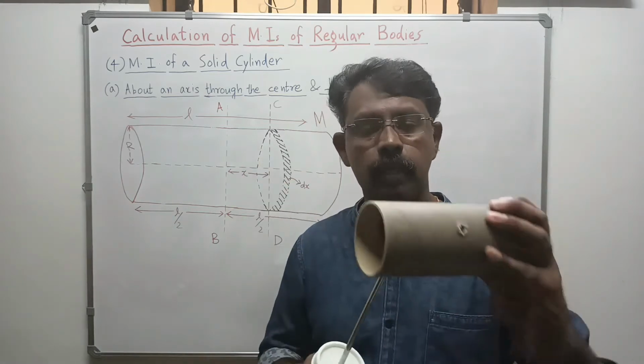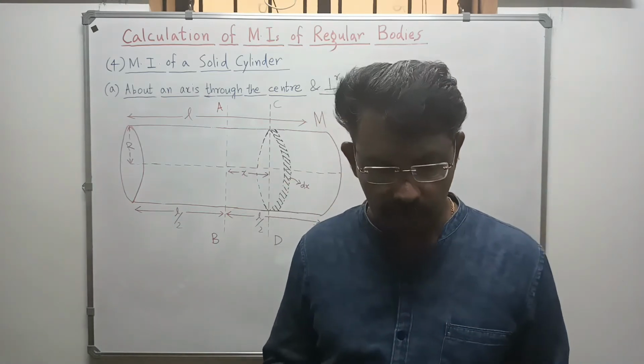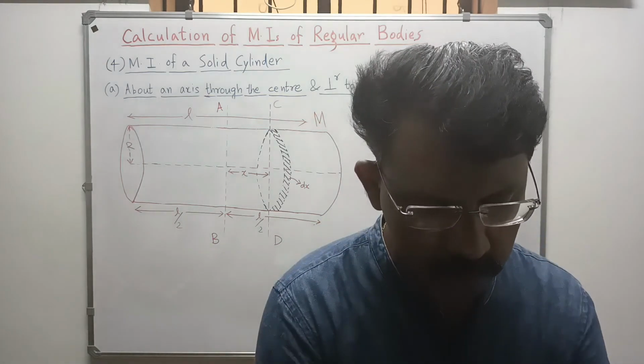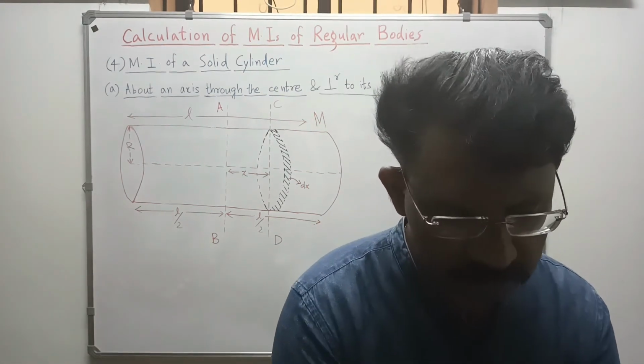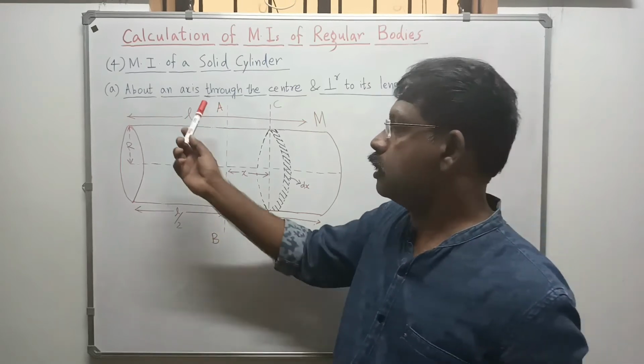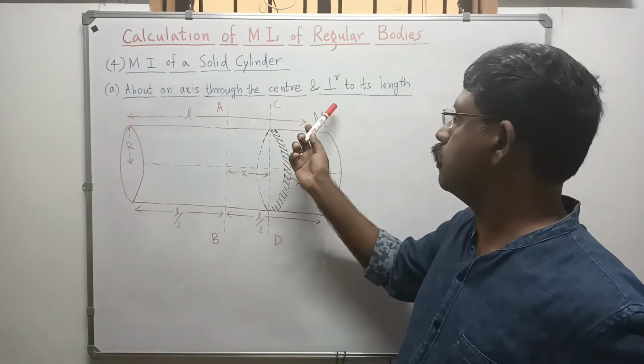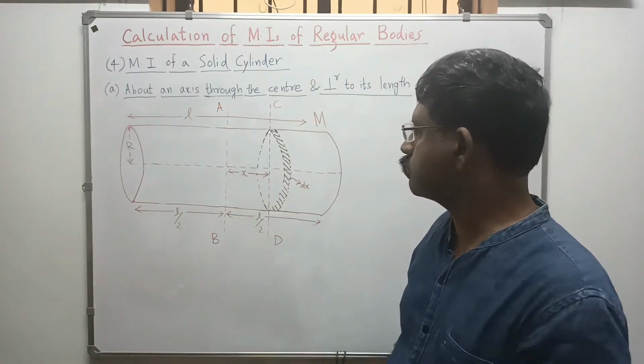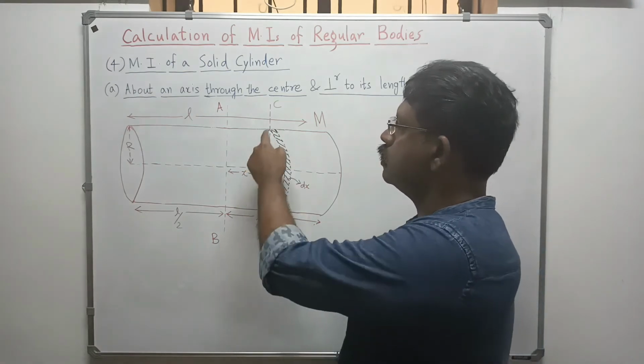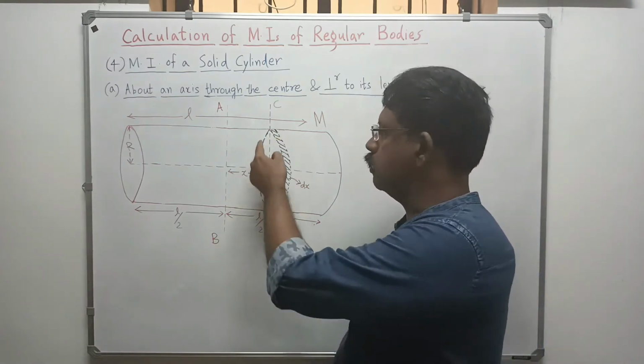Now we are considering this axis. So first we have to consider the mass per unit length of the cylinder, so that is our first step. First we will consider the mass per unit length of the cylinder. Then we will take the mass of this particular small disk.